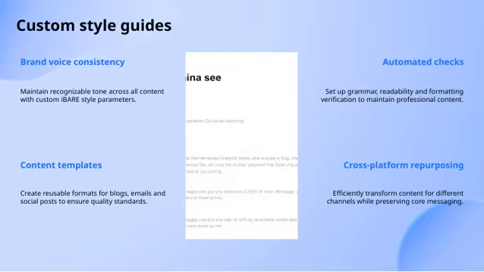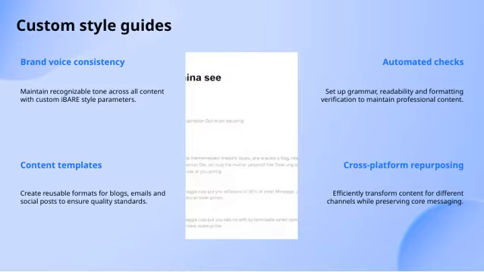Next, we have automated checks. These are like having a digital editor at your side. We can set up grammar, readability, and formatting verifications to keep our content professional, polished, and error-free, saving us time and ensuring quality. Then there are content templates. Think of these as reusable frameworks for blogs, emails, and social media posts. They help us streamline content creation while maintaining high standards, making sure our messaging is consistent and efficient.